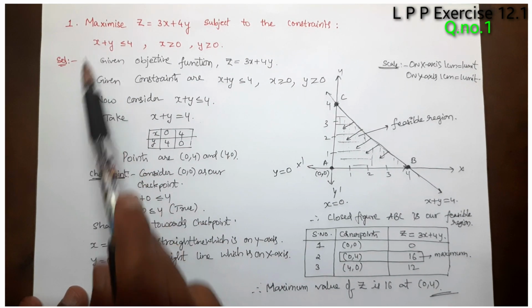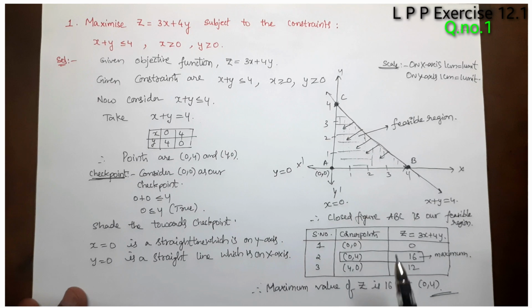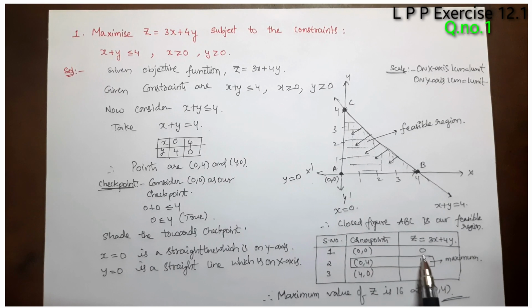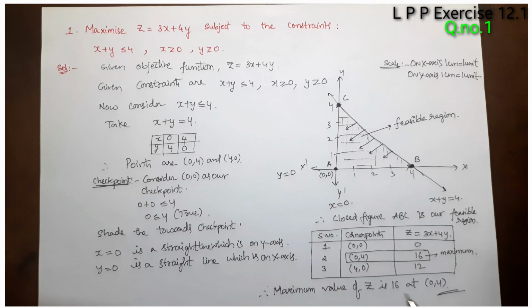If they ask to minimize, the procedure is everything the same, but we have to identify the minimum value. What is the minimum value here? So the minimum value of z is 0 at 0 comma 0. So that is the conclusion we have to write. Okay.